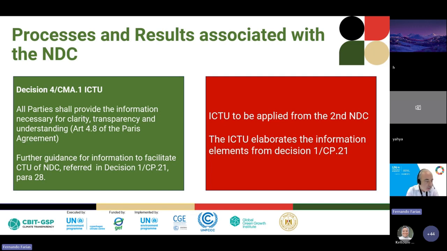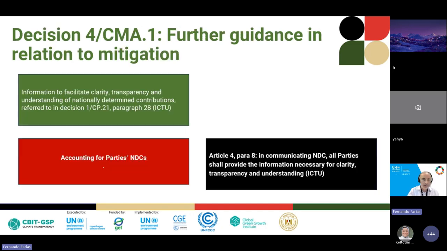pointing towards this identification of clarity, transparency, and understanding for GHG emissions. And probably the most important is Decision 4 under the Paris Agreement, which defines that the parties shall provide the information necessary for clarity, transparency, and understanding. The good thing is this information is presented in Decision 4 and in other decisions that I will present to you afterwards. So if you have these decisions, basically you have all the information in your hands.